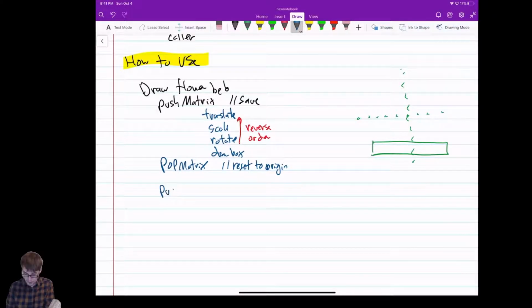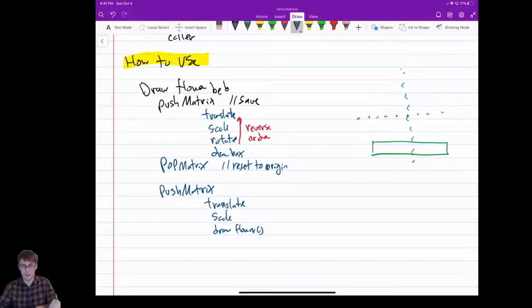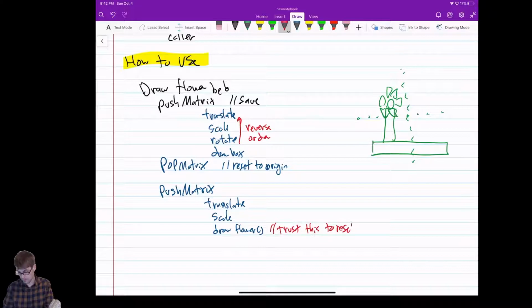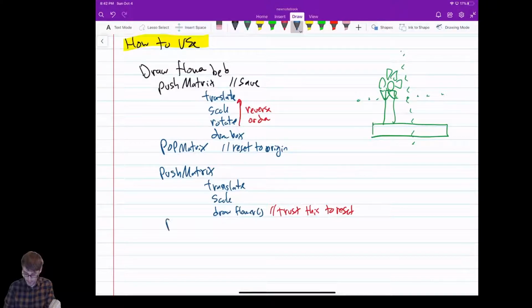Now, I'm going to push the matrix again before modifying it. I'm going to translate, scale, draw flower. So I'm going to make this draw the flower at its origin. I'm going to scale it up and then translate it somewhere in my scene, right? Like here. And if I trust this to reset the matrix, then I don't have to worry about this, right? I don't have to worry if I want to draw something after it. In this case, it doesn't matter anyway because I'm done. I'm going to pop my matrix.